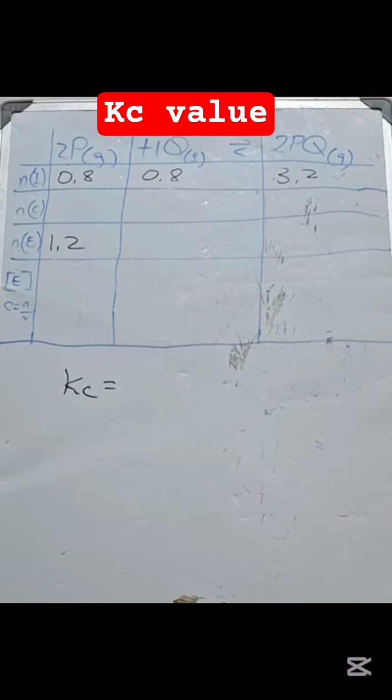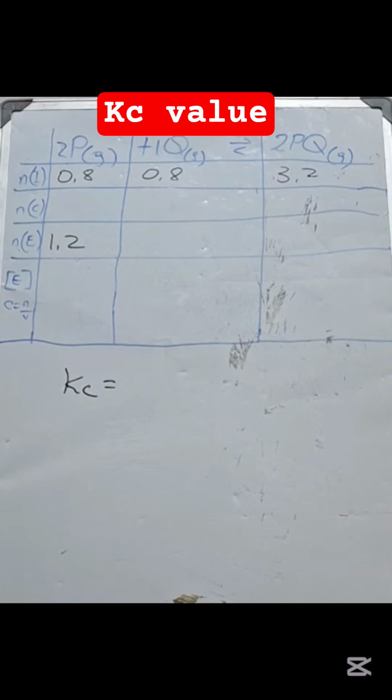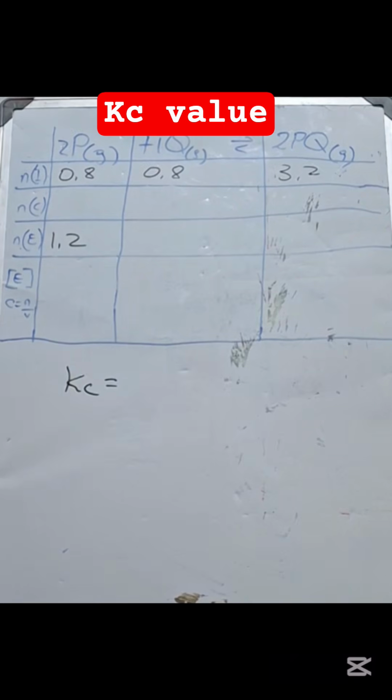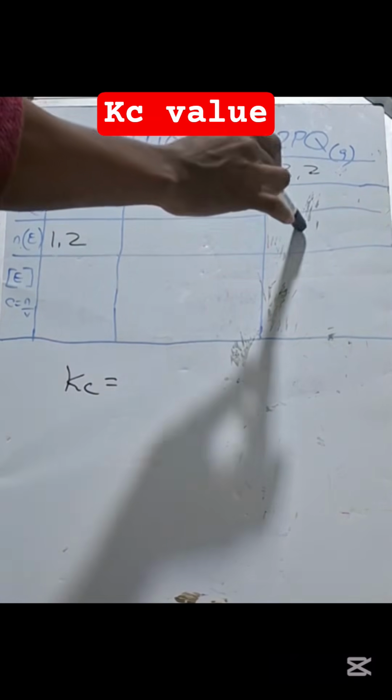So the number of moles at the first equilibrium is the initial, then the number of moles at the new equilibrium.